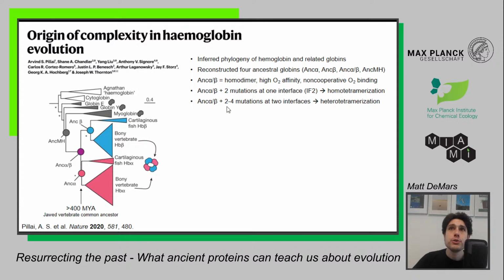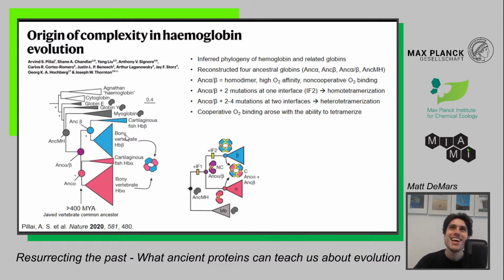And if you introduce just 2 to 4 mutations at each of 2 interfaces, now you start to get this heterotetramerization that you see in modern hemoglobin. And so they found ultimately that cooperative O2 binding arose with the ability to tetramerize. So basically, you start from this ancestor of myoglobin and hemoglobin, which is a monomer. Then you go to this ancestor of the alpha and beta subunits, which is a homodimer.